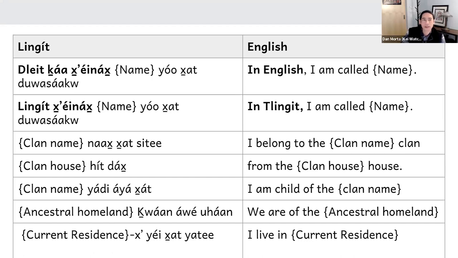In English, I'm called Dan Morta and Klingit. I am K-Watch. I belong to the Raven Woodworm clan from the Looking Out to Sea house. I'm a child of the Killer Whale clan. We are from Upwand and I'm in Juneau right now.